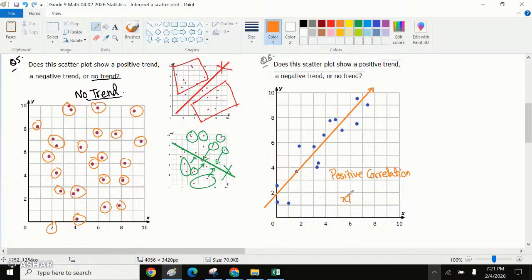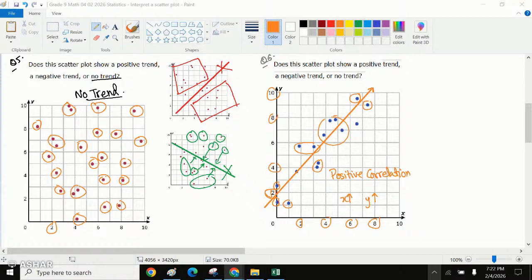When x increases, y is increasing, right? Because if x was 2, then the values of y were near 2, right? But when x was 4, y is also increasing. X was 6, y is increasing. X was 8, then y also increased to more than 8, right? That means when x is increasing, y is increasing. That means positive correlation, or we have a positive trend.